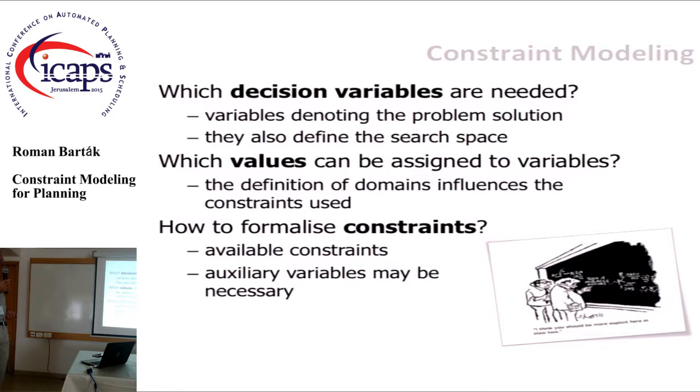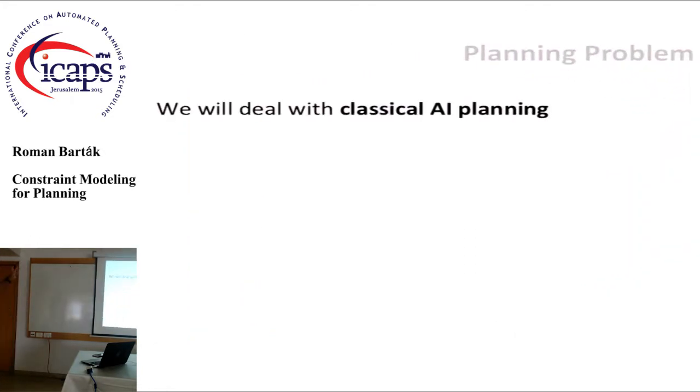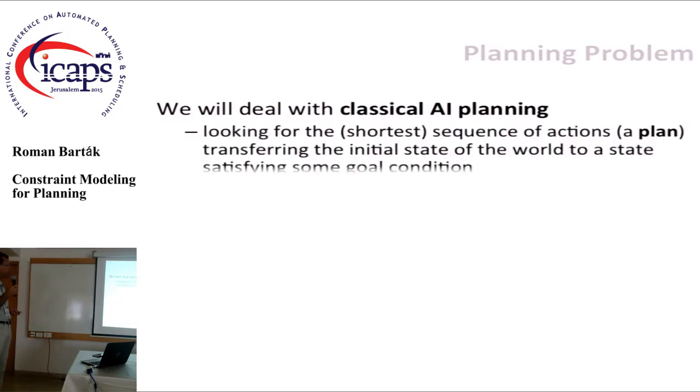So now I will show you how we can model planning problems as CSPs. And as I said, I'll be dealing only with classical AI planning techniques. We can extend these models to more general planning, like temporal planning, but for simplicity reasons, I will just present the models for classical AI planning, which means we are looking for usually the shortest sequence of actions, called a plan, that transfers the world from some initial given state to a final state described by some goal condition.